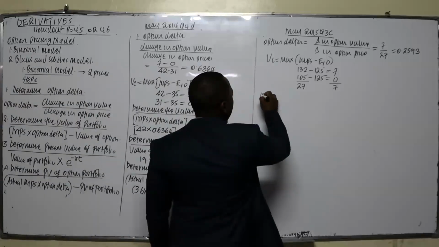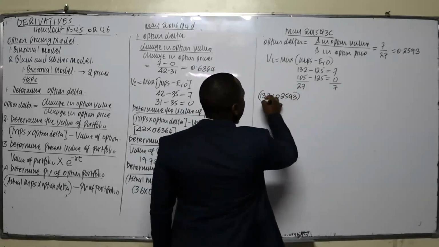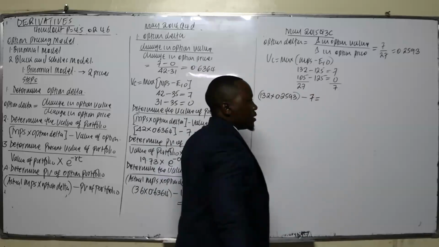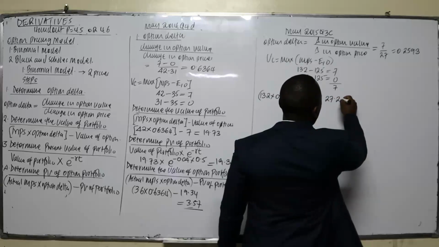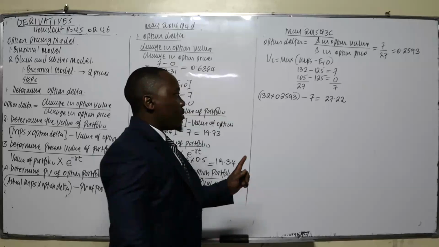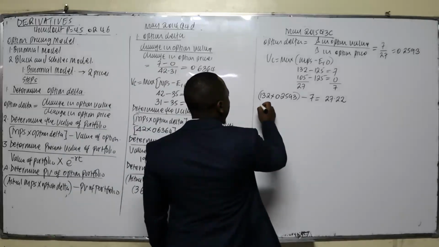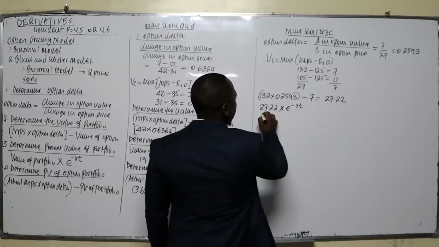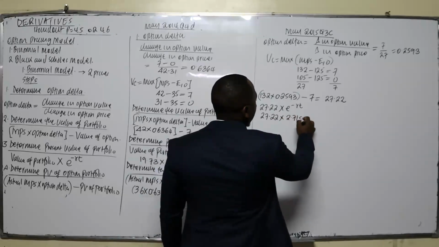Then the next step, you ask yourself, of the two prices, which one is giving you a positive value? 132. So you take 132 times the option delta of 0.2593. Then you deduct its value, which is 7. What do you get? 27.22. Then once you get the value of the portfolio, you get the present value. So to get the present value, take 27.22 times e to the power minus rT. So it's 27.22 times exponential constant 2.7183.